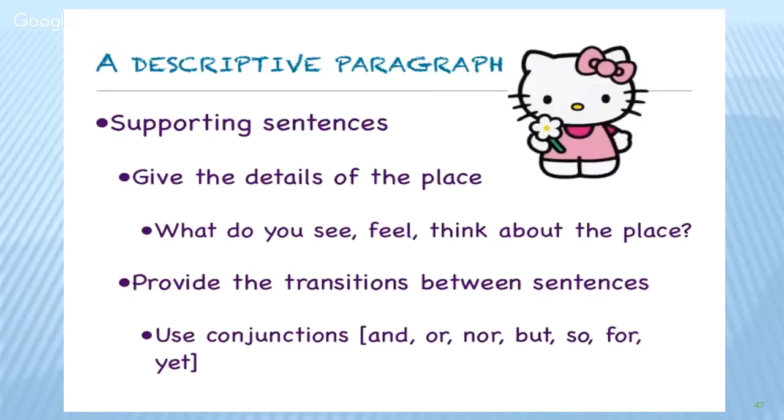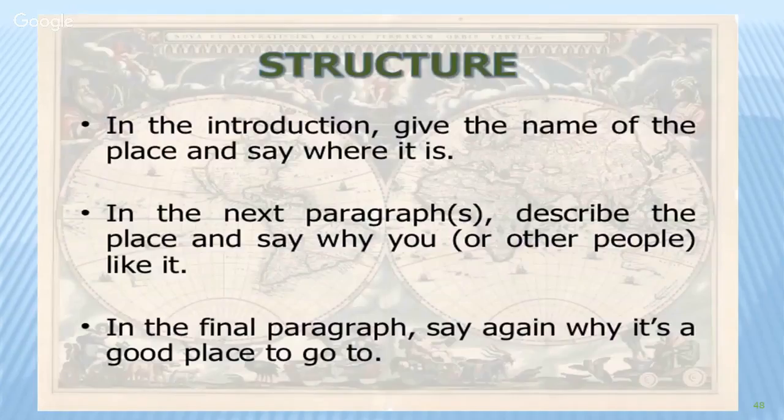You have to have supporting sentences, give the details of the place, what you see, feel, think about the place, provide transitions between sentences, use conjunctions and, or, not, but, so, for, yet. So ee tara conjunctions galnu naavu use maadtivi. In the introduction, we give the name of the place and say where it is. So introduction of a place, first yaava jagada bagge maataaDta idivi, ee jaaga ellide antha heLtivi.